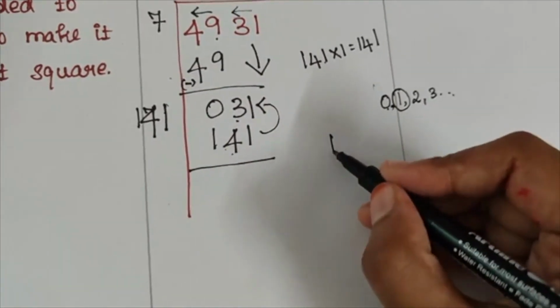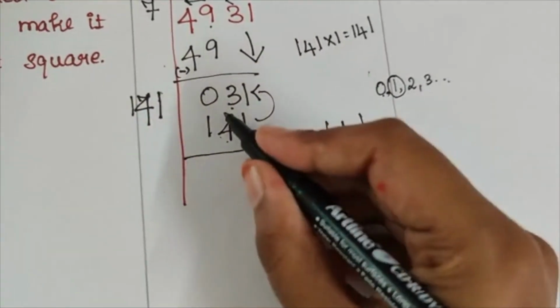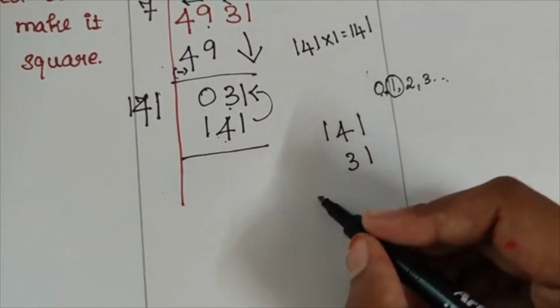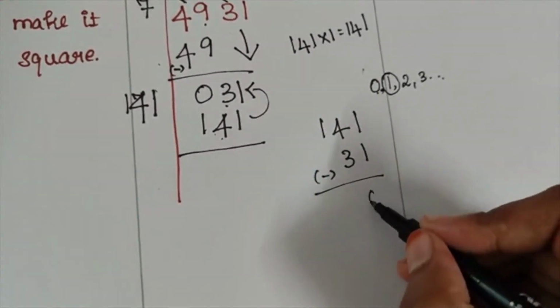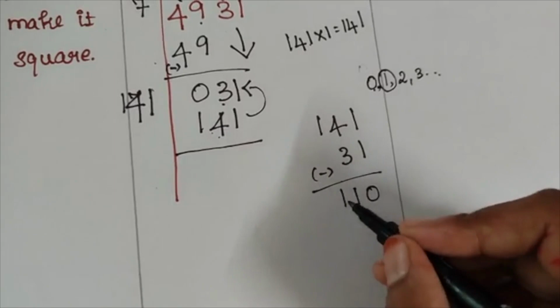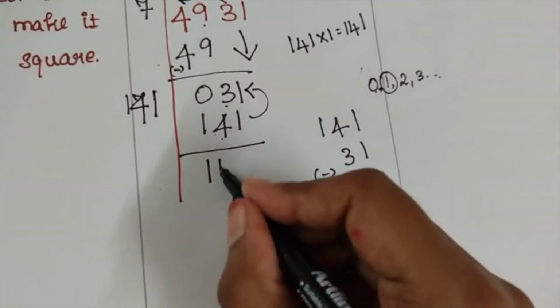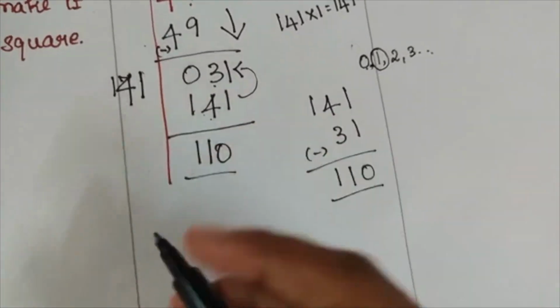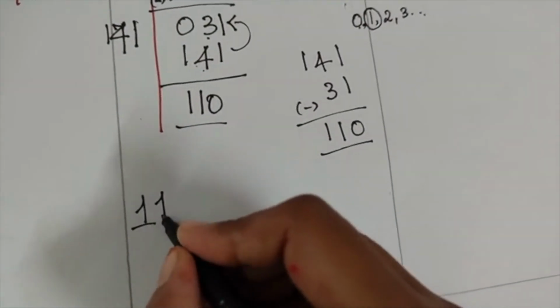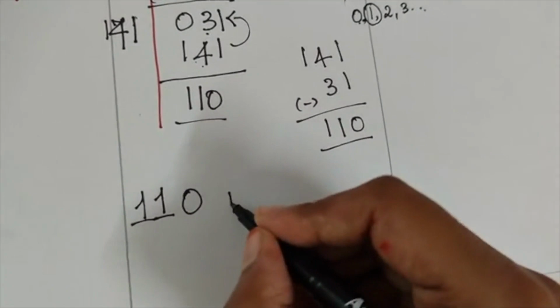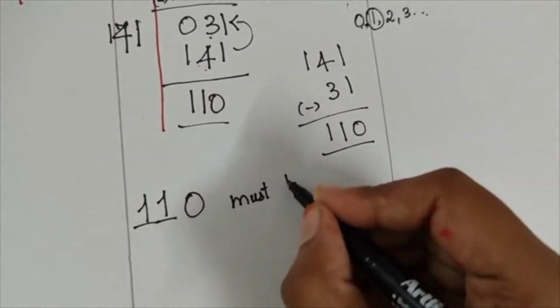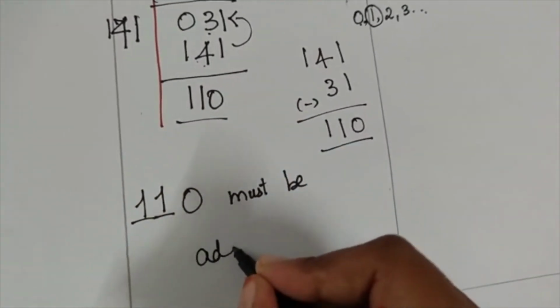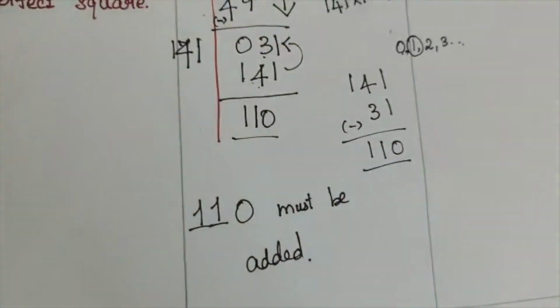What is the bigger number? 141 minus the smaller number 31. Subtracting we get 0, 1, 1. The answer is 110. So the final answer is 110. We can conclude that 110 must be added. So this is the final answer.